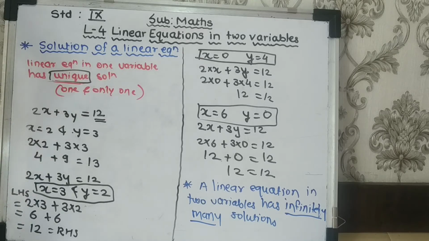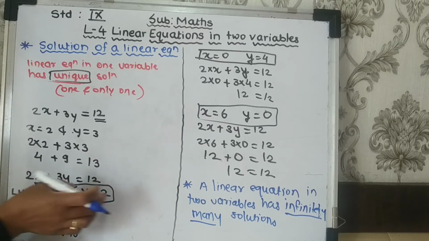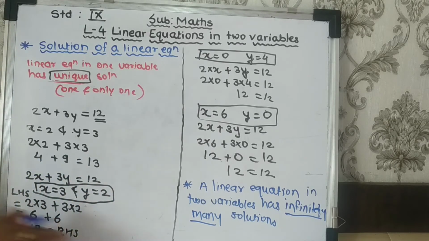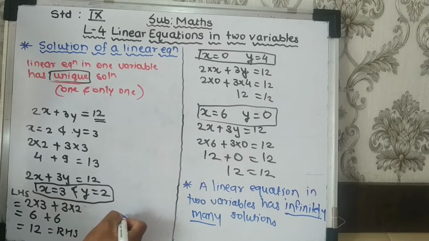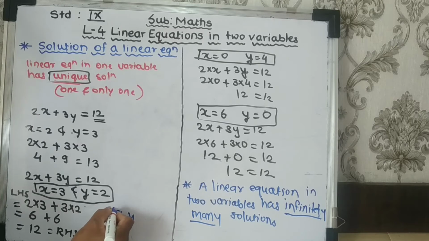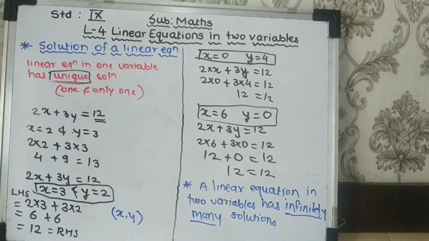So the solution of an equation is written in a form. How will we write it? When I get x equals 3 and y equals 2 after substituting, I just want to write the solution of that equation. So that solution is written as a pair. We write the x value first and the y value afterwards, in a bracket.